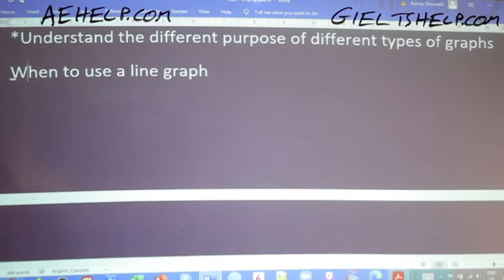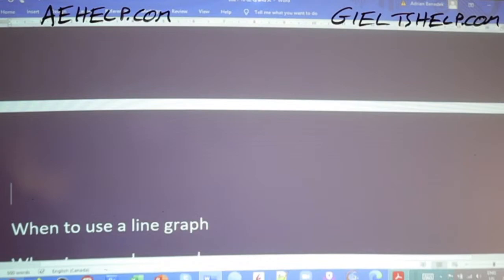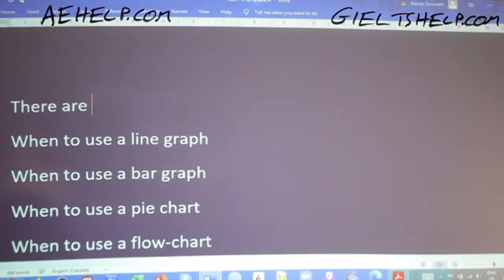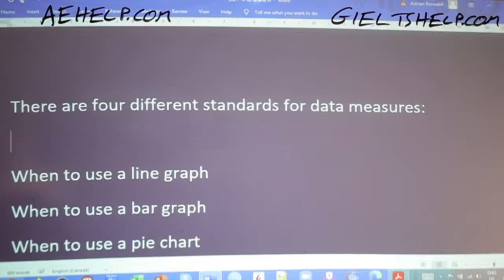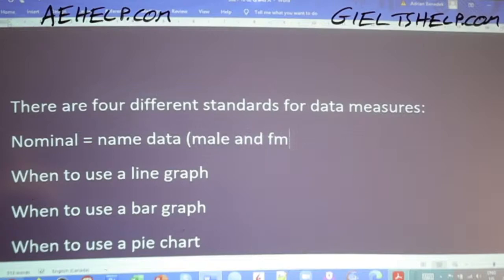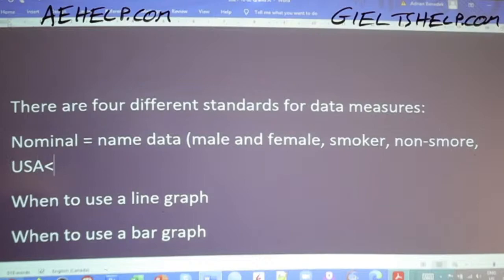Before we get into this, I'll teach you a very important and interesting point, useful for university. There are 4 different standards for data measures. Does anybody know what those are? I'll give you the first one. It's nominal, which means name data. For instance, male and female, or smoker, non-smoker, or USA, Canada, Japan. So that's nominal data.